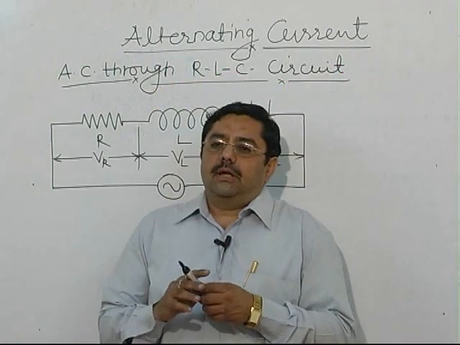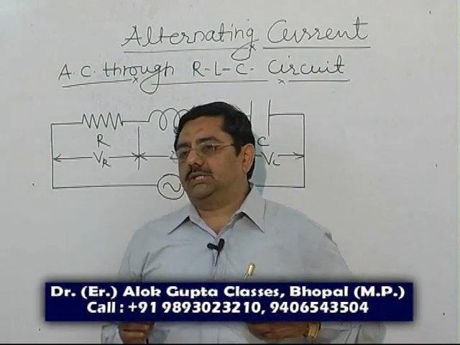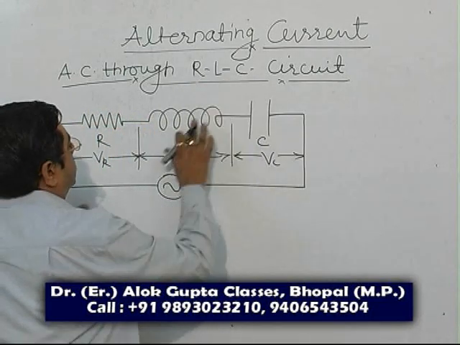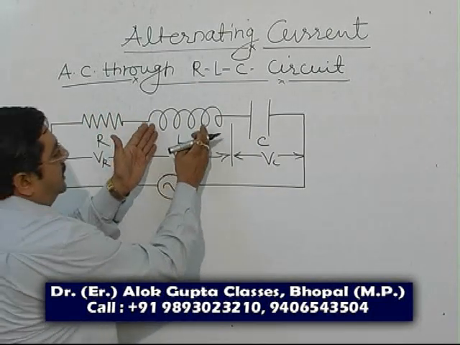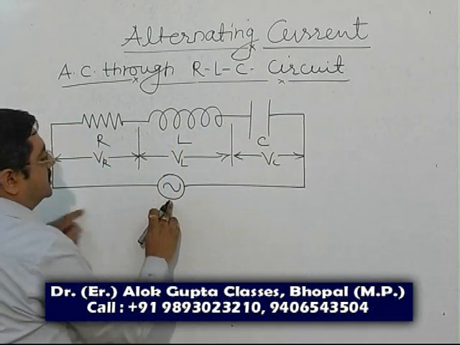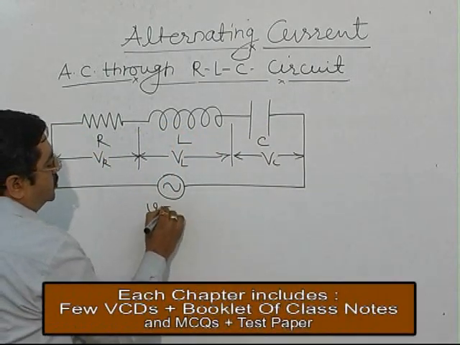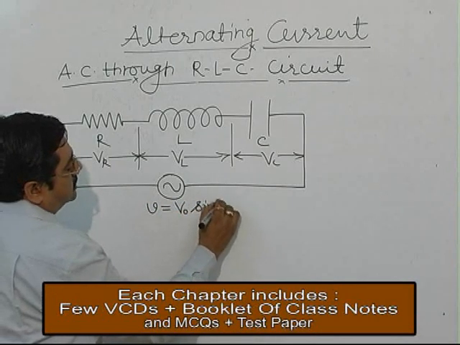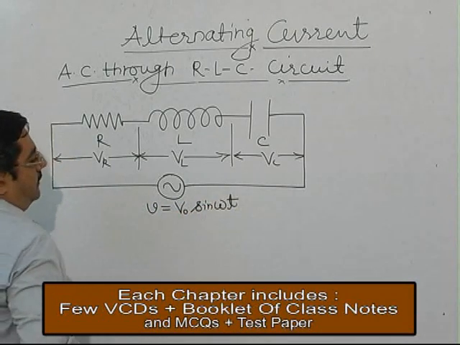Now next is AC through RLC circuit. What is RLC? Resistance, inductance and capacitance, and this is the alternating source. Let the equation be V is equal to V naught sine of omega t.